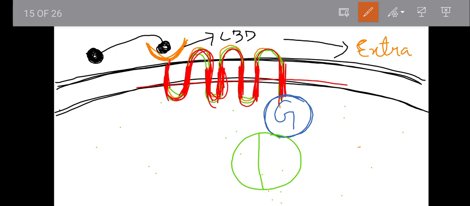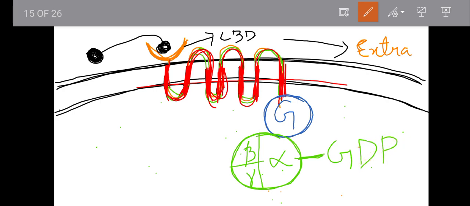Okay, what is attached to the G protein? Three different subunits are attached, right? One is alpha, another is beta, another is gamma. And one more thing. Now I'm zooming in. Now I want to see what is attached to these subunits, alpha, beta, gamma. What I can see is that to this alpha subunit there is something attached which is called GDP. Remember, GDP is attached to this alpha subunit.